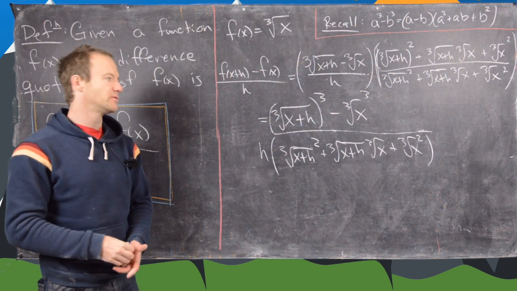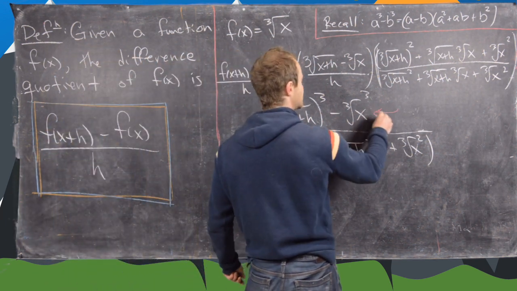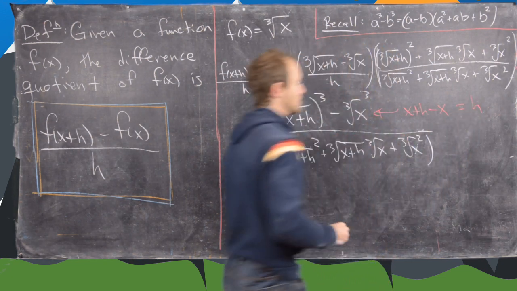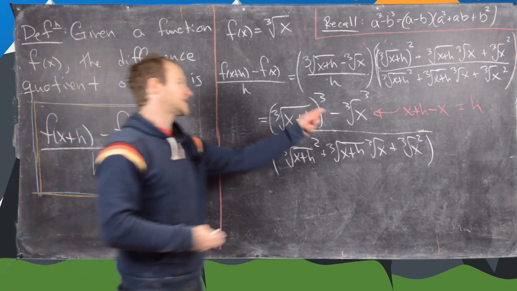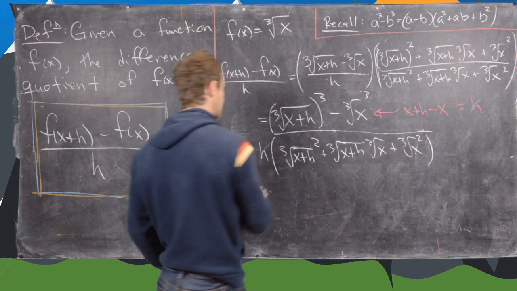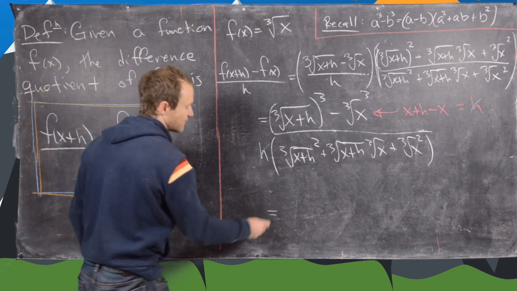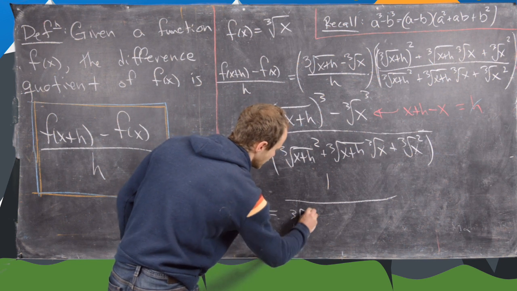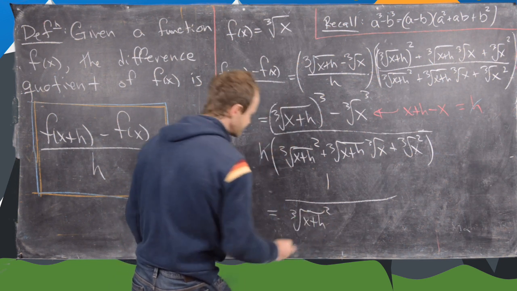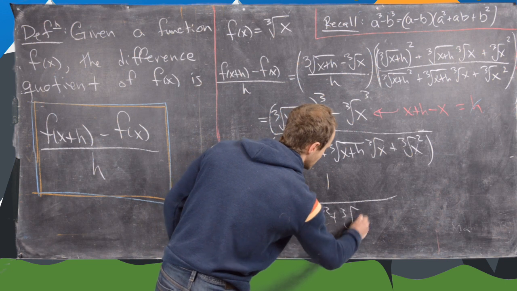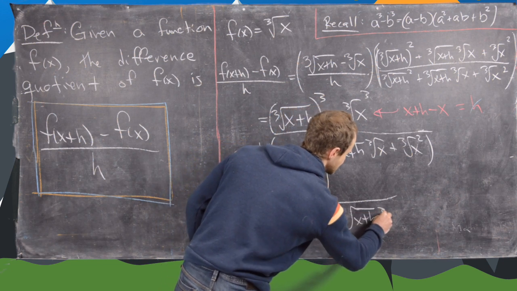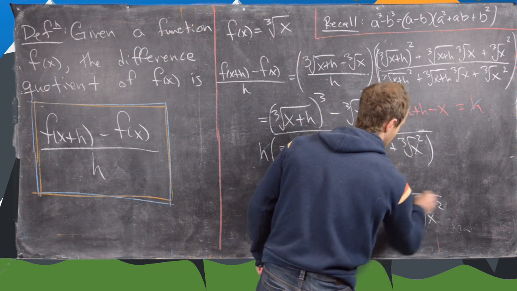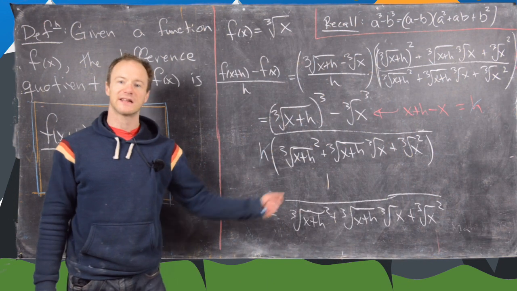Good. But notice this numerator can be simplified. So this is just x plus h minus x, which is just h. But then this h that we get in the numerator will cancel with this h in the denominator, and that will leave us with our final answer of 1 over this term. So we have the cube root of x plus h squared plus the cube root of x plus h times the cube root of x plus the cube root of x all squared. And that's the final answer.